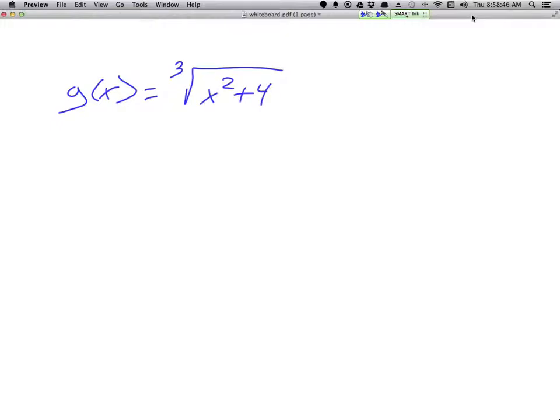Alright, I have g of x equals the cube root of x squared plus 4. G of x equals the cube root of x squared plus 4. What do we think?